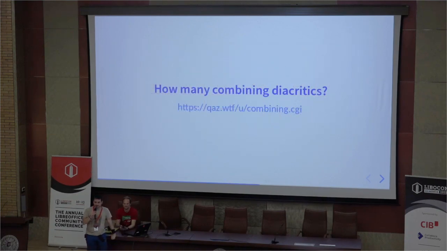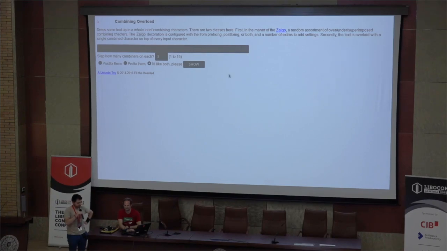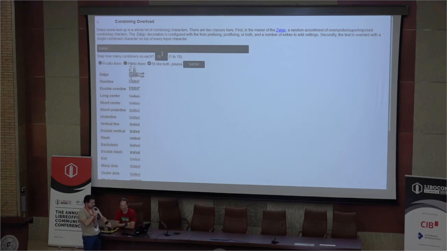Now, if you're asking yourself how many combining diacritics Unicode can have on a character, I'm happy you asked me that question. So can you please go on that link? Come on, help me here. Just write something in the text field. And that number, we can set it up to, I don't know, up to 11. I set that to 11, not to 15. You're making a mess now.